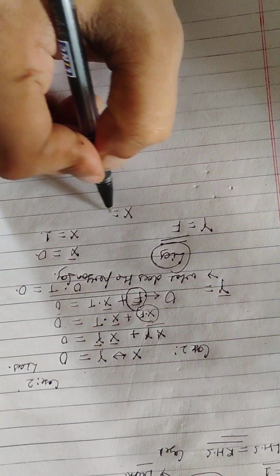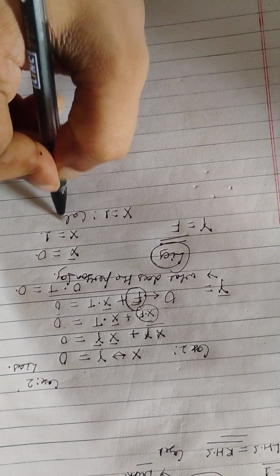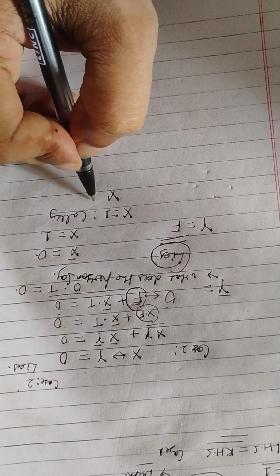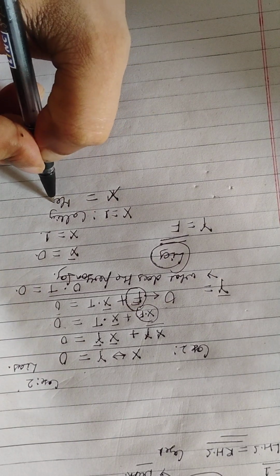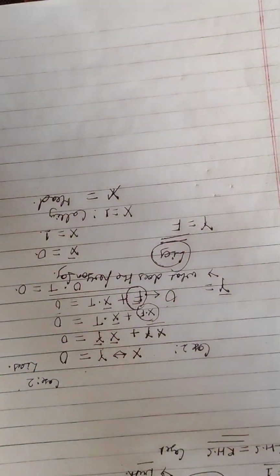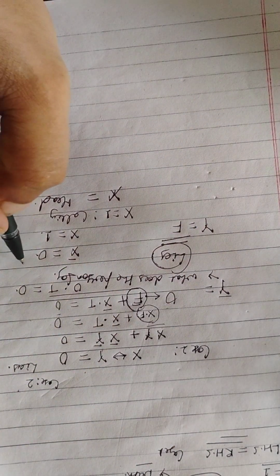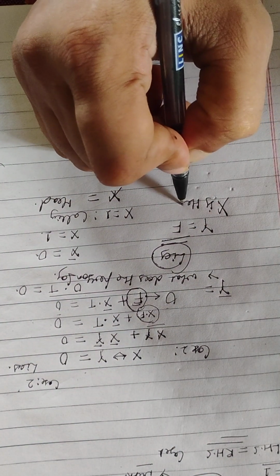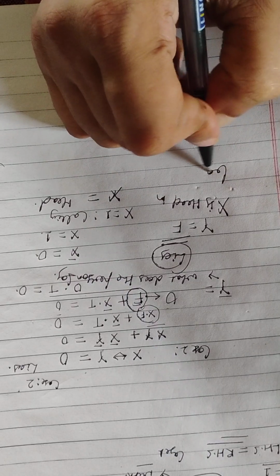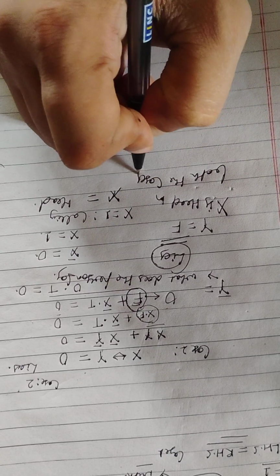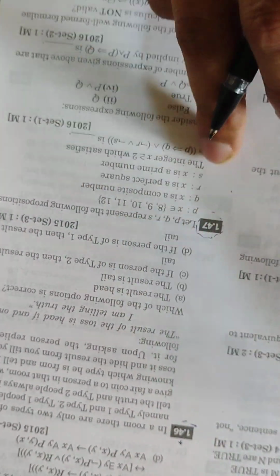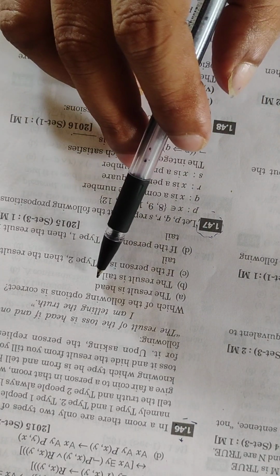We denoted x is equal to 1 by calling x equal to head. Right, we can see in the question here, the result of the toss is head if and only if. Therefore, we can say x is head in both the cases. Therefore, the answer should be: result is head. This is the answer.